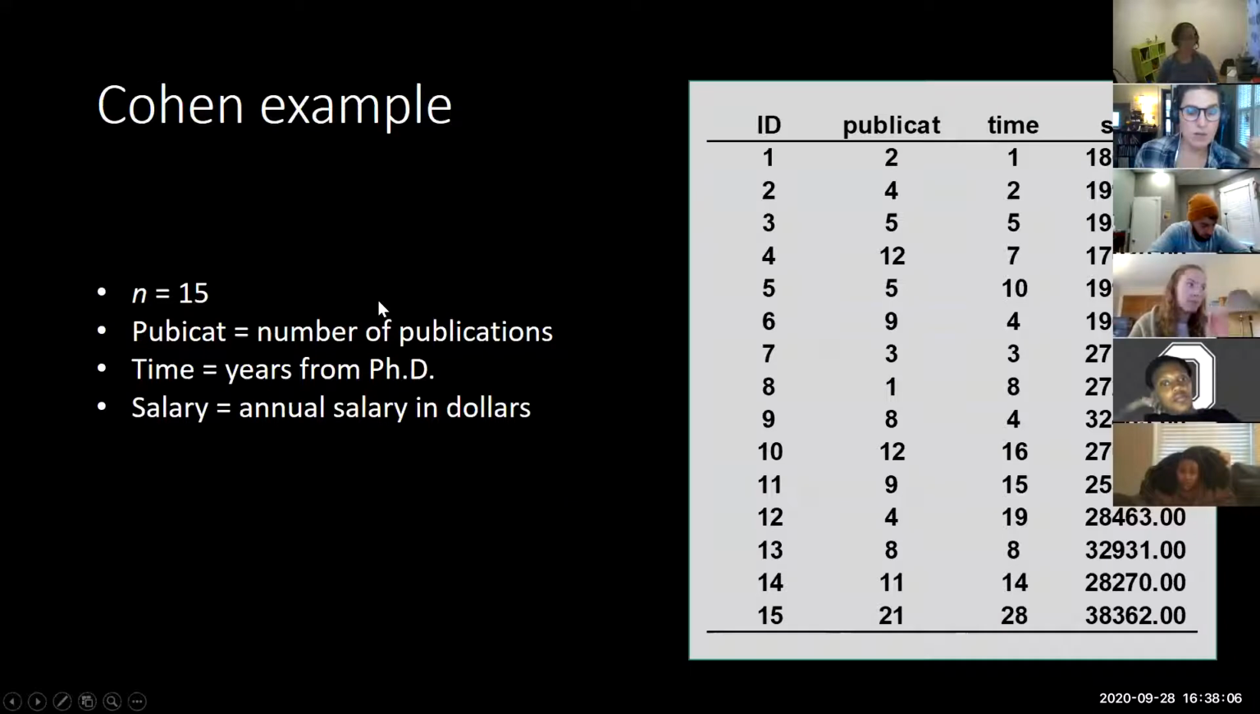So this is the example from the Cohen textbook. This is 15 people. Publications, or pubs, sometimes I call it pubs throughout just for shorthand because publications is a really long word. It says publications in this column. Time is the number of years from PhD, and salary is in dollar amounts. Like here's a person making $18,000 a year.